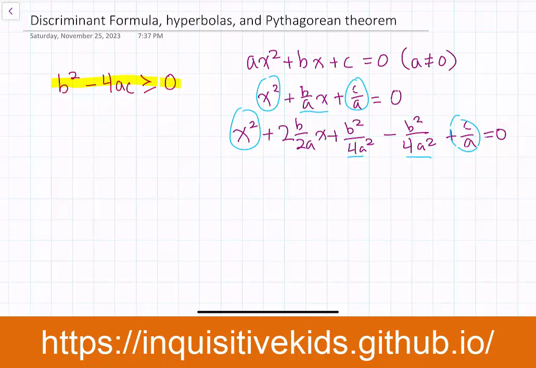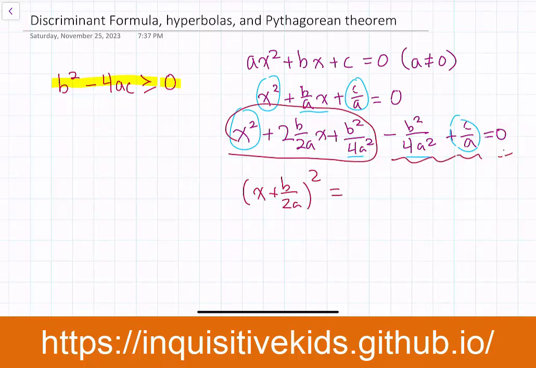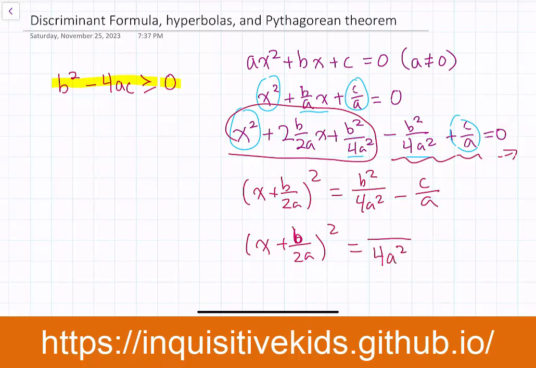We can factor out this perfect square to get x plus b over 2a, squared, is equal to, after we factor out this, we're going to move this to the right side of the equation, b squared over 4a squared minus c over a. And now we can simplify the right side of the equation a bit more, make them have the same denominator, to get b squared minus 4ac.